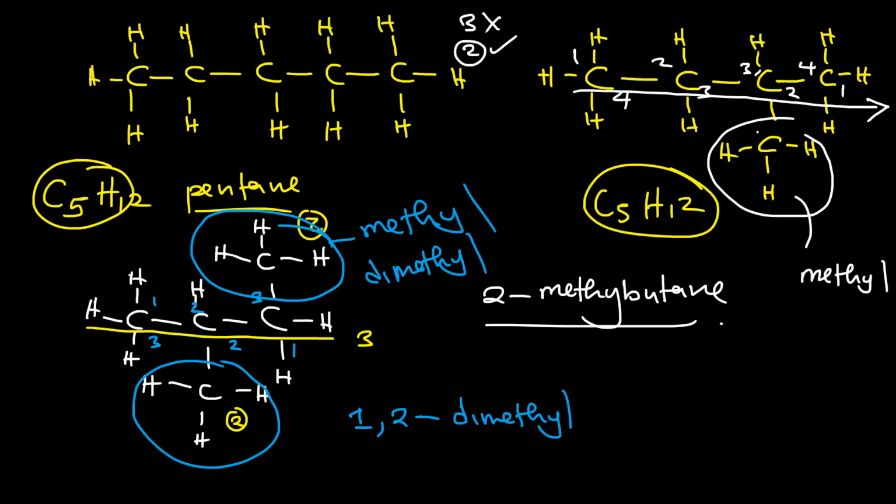Then what is the name of an alkane with 3 carbons? It is called propane. So this is going to be 1, 2 dash dimethyl propane. That is how it is going to be. So that is the name of this one.